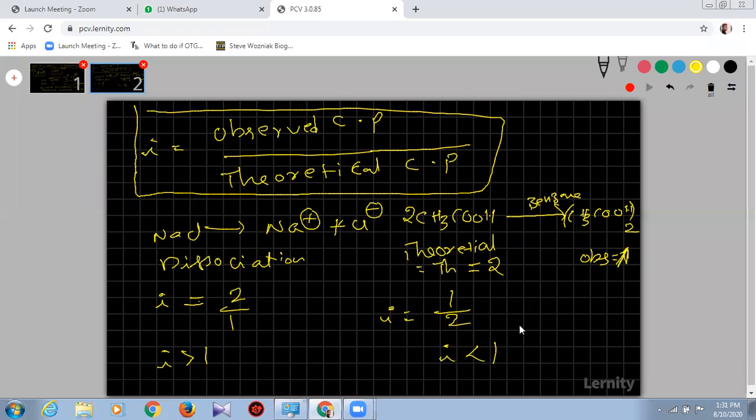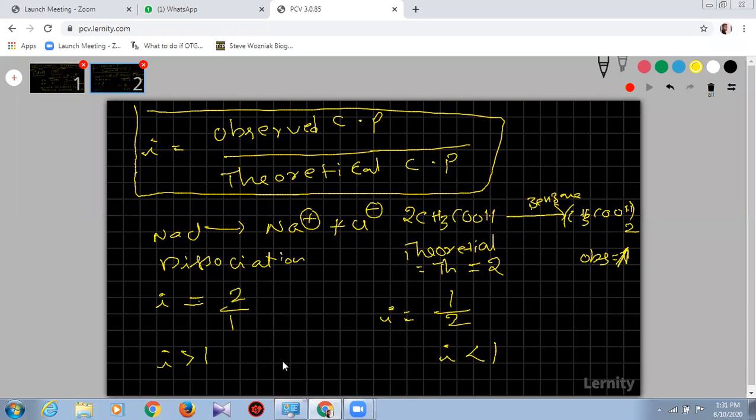So you should apply the Van Hoff factor only when there is dissociation or association. If there is no dissociation and no association, then you need not apply it. Okay, take it down.